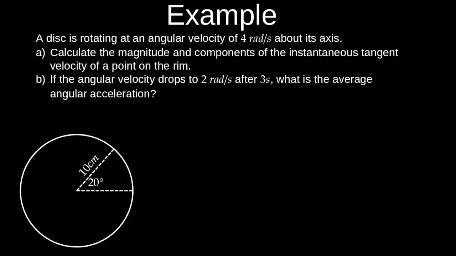A disk is rotating at an angular velocity of 4 radians per second about its axis. Calculate the magnitude and components of the instantaneous tangent velocity at a point on the rim. So the tangent velocity is the cross product between the angular velocity and the radial vector.